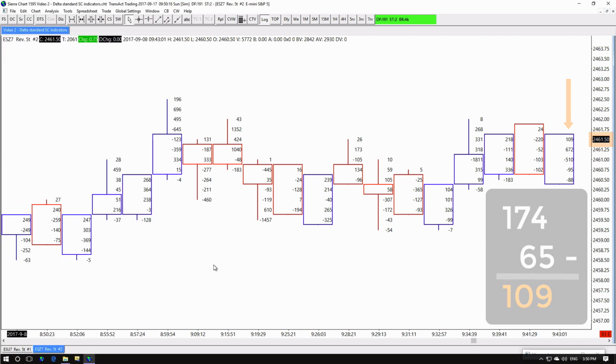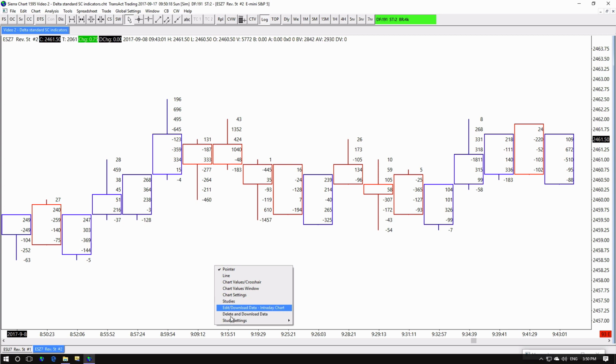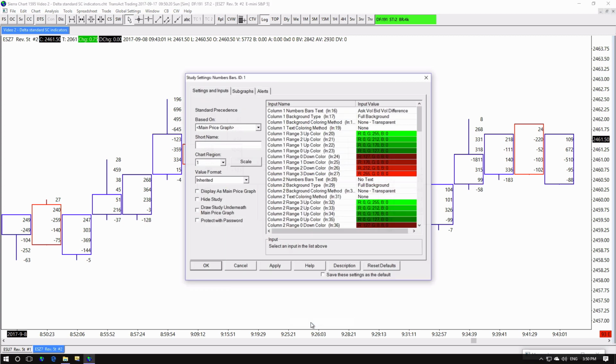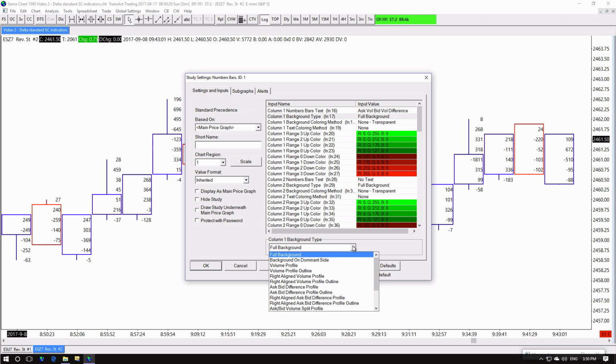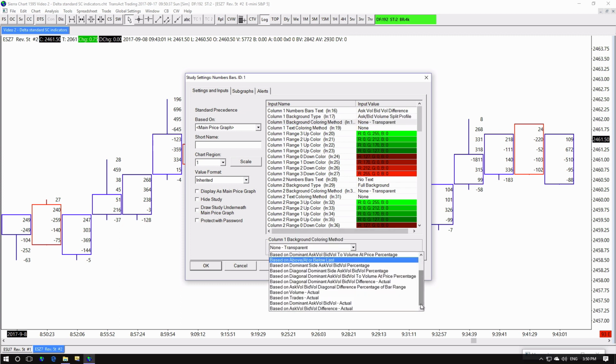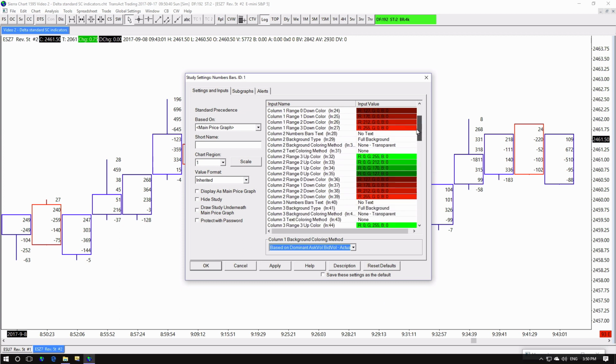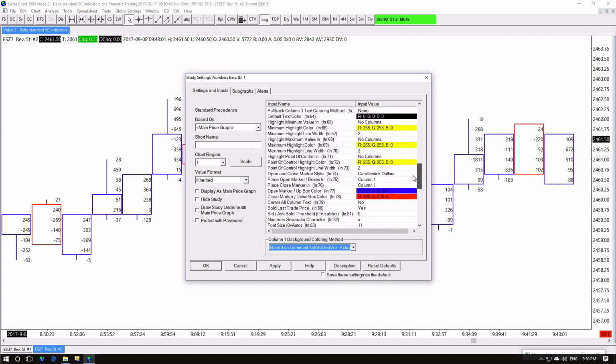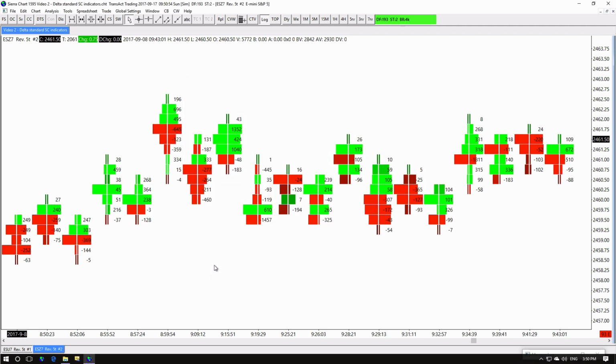We can bring this to life a little bit more by changing the background of the numbers bars to draw a profile of these values, and also colouring the background according to whether buying or selling was dominant. By using the ask bid volume split profile type, we can start to see the highs and lows within the bar, and on which side of the trade they occurred. As you can see, we've got a lot of information now on the chart. The key is identifying what's important.